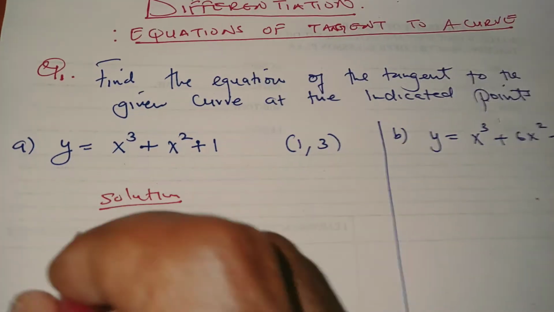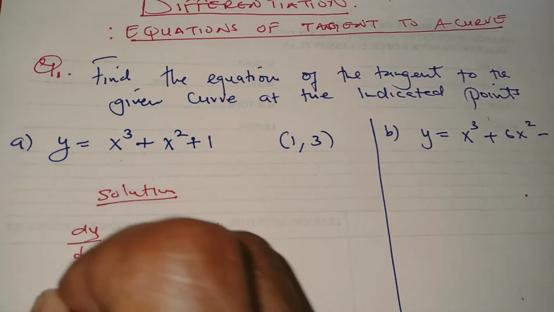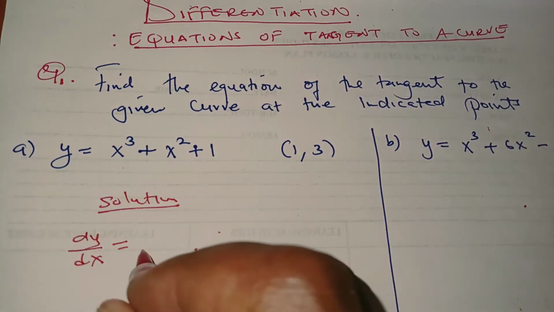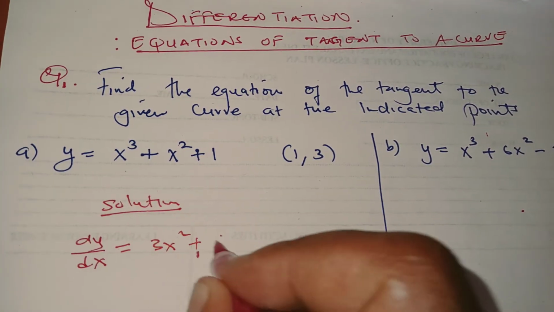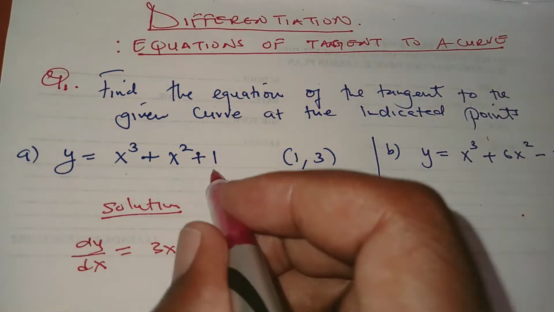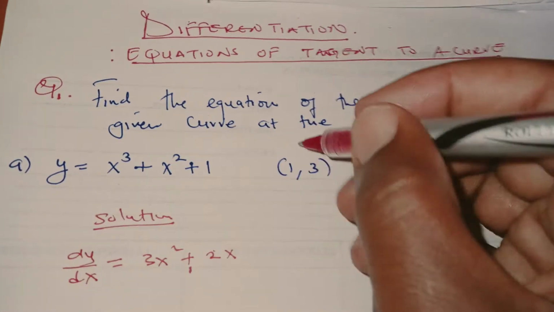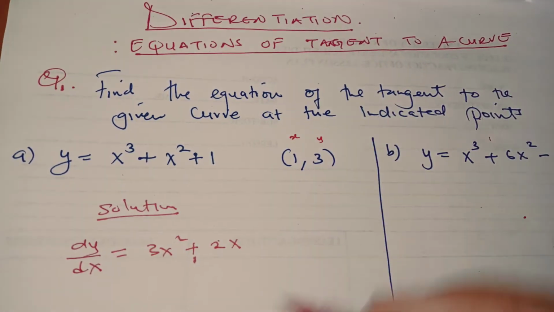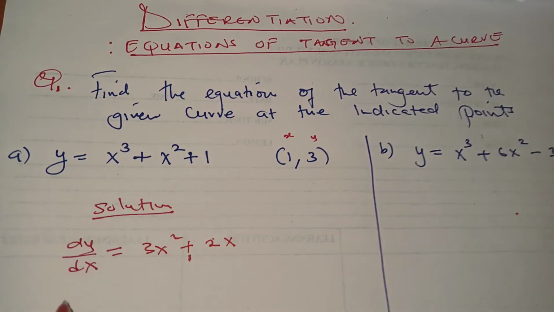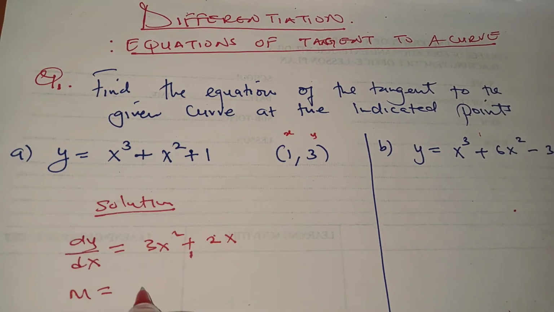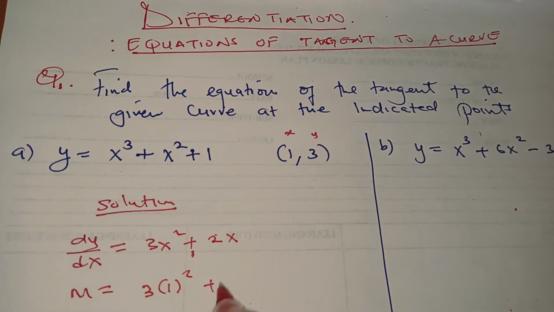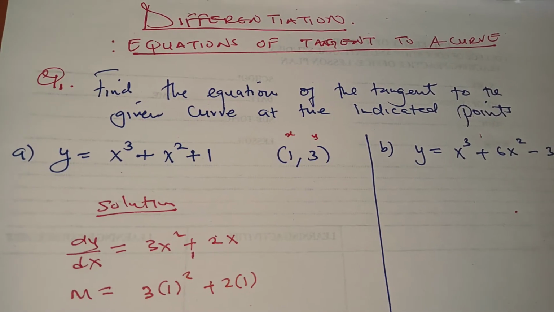If you differentiate this function here, you get 3x squared plus 2x, right? Because the derivative of a constant is 0. And then you substitute this one, because this is x, this is y. Okay, if you substitute x here, you're going to get now m is 3 into 1 squared plus 2 times 1. So this gives us a 5, okay? So this is the gradient.